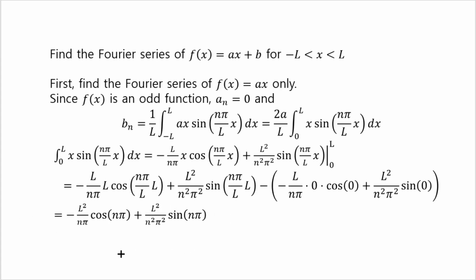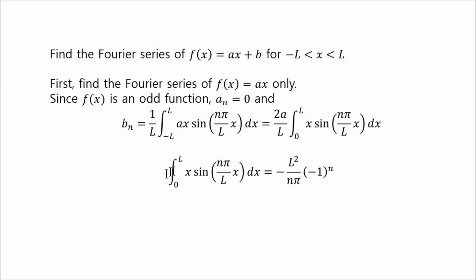Okay, there's something very important for you to memorize: cosine n pi is equal to negative 1 to the nth power, and sine n pi is 0. It's so important that you should memorize this. So using that, we now see that the integral value is negative L squared over n pi times negative 1 to the nth power. So that's the result for the integral.